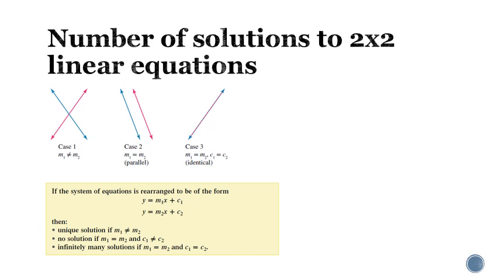Case 1, the gradients aren't the same. If the gradients aren't the same, then at some point the equations must cross over because they're not parallel. So that means all you have to do is check if their gradients are the same. Case 2, they're parallel. Parallel lines are defined to never intersect each other. That means their gradients are going to be equal.